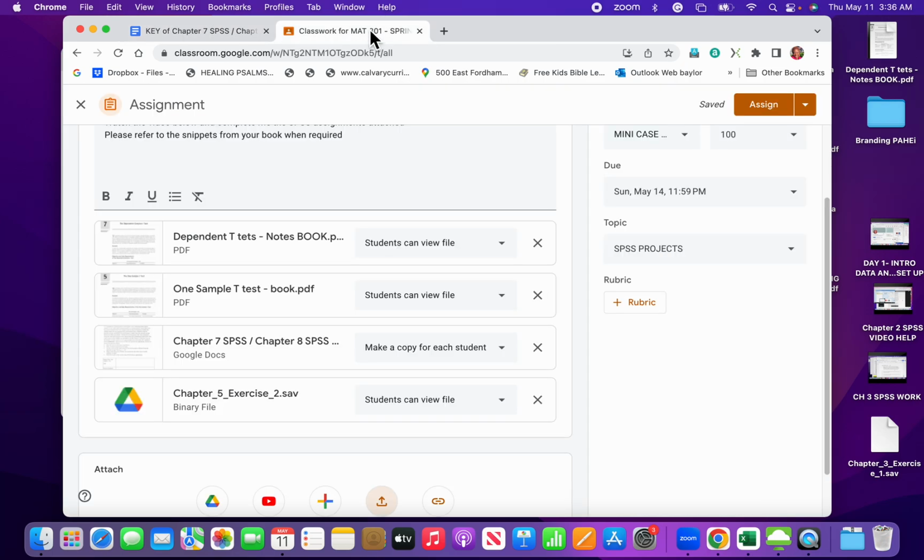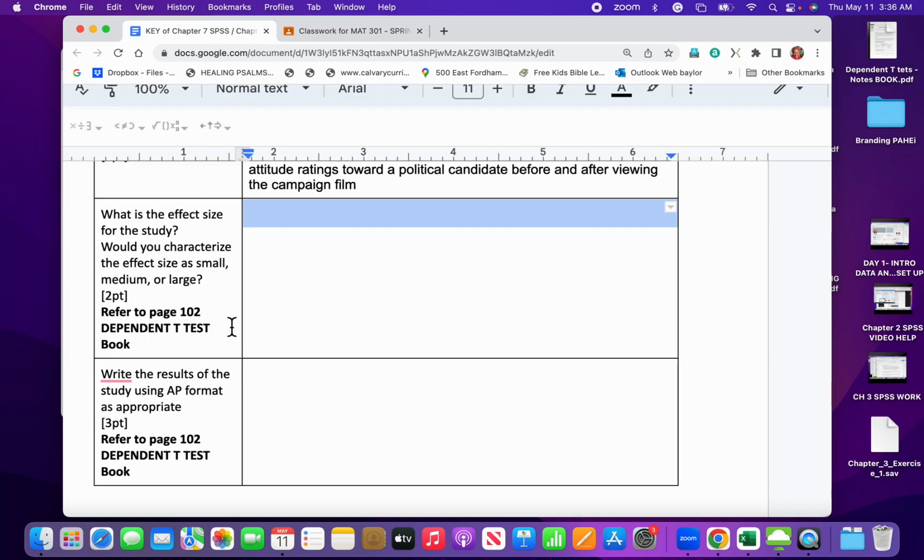So you're going to go to your classwork, and this is what I'm talking about. This is the dependency test. This is the snippet from the book. You go to these specific pages, you locate where they talk about the effect size, and you come back and you comment in the Google Doc here. And then you go back again in the same page. Realize that the page is 102. It's on the same page.